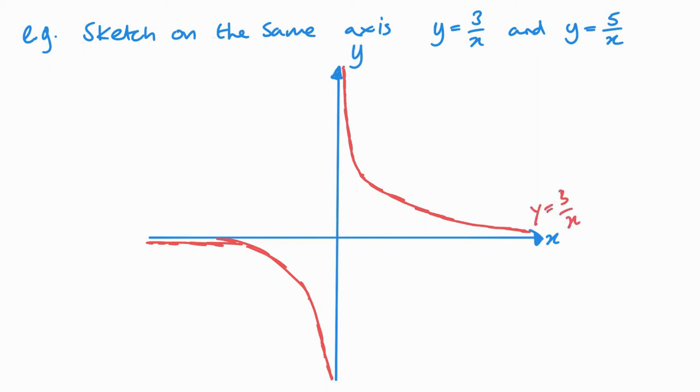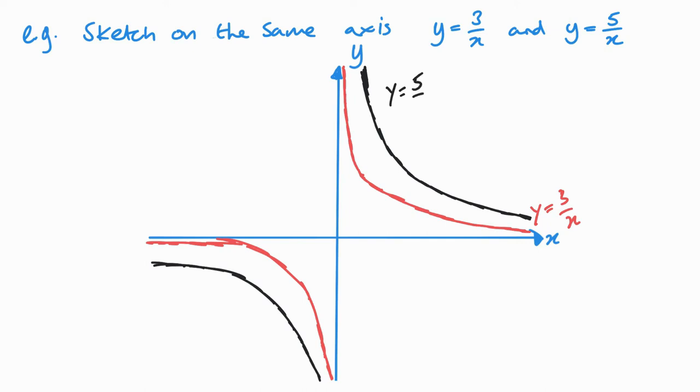Now I'll do the next one in black. y equals 5 over x. Because of that multiple of 5, it's going to be a larger value, so it's not going to be as close to the axes initially. It's still going to head that way, but I just need to draw it a bit further away from my axes. And something like that. And as I said, you don't have to be perfect with these. It's about getting that shape.